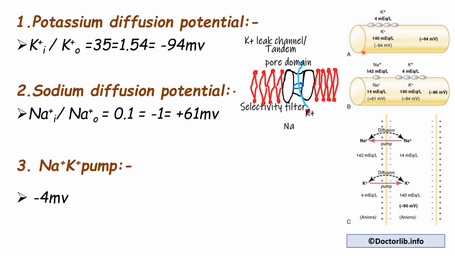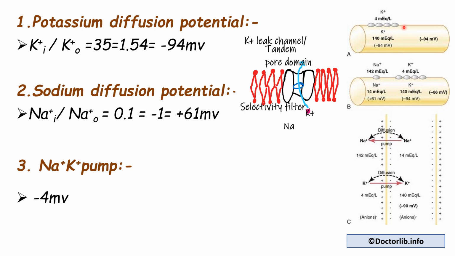Now in the cell membrane there are multiple leak channels, mainly potassium leak channels, called tandem pore domain channels. They are selectively permeable to potassium, with some permeability towards sodium also. So they are also known as potassium sodium leak channels, but mainly they are potassium leak channels. The cell membrane is about 50 to 100 times more permeable to potassium as compared to sodium.